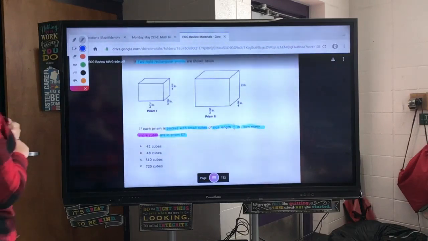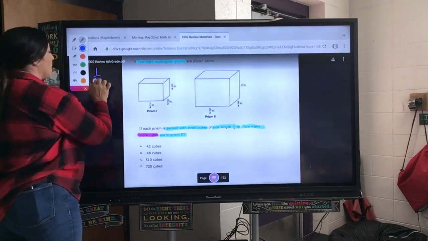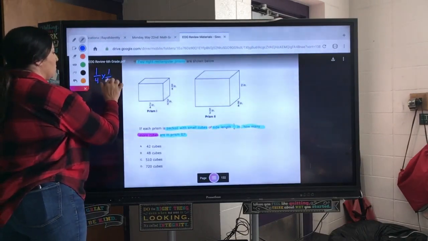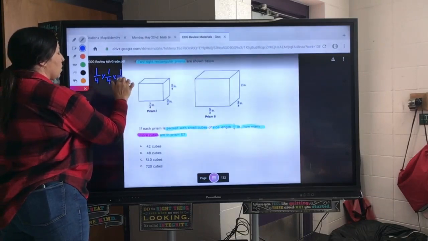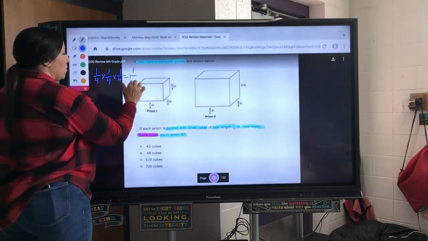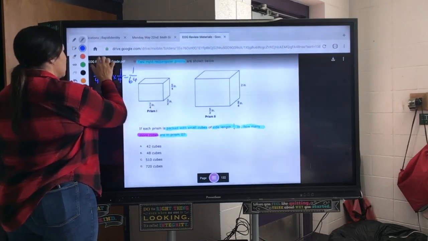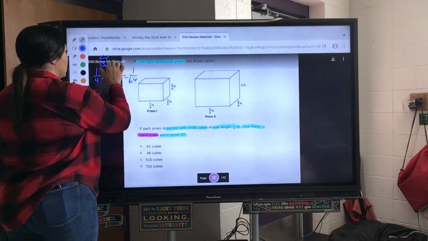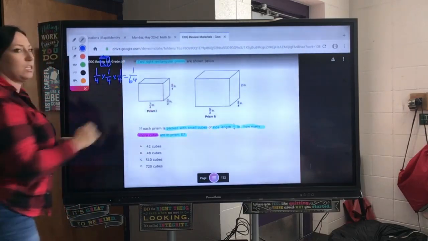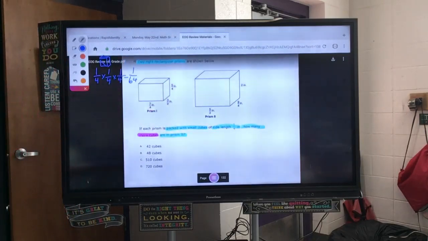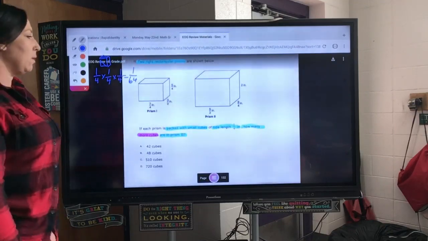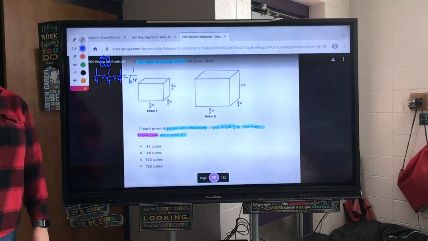No. So I'm going to multiply 1/4 times 1/4 times 1/4. That is going to give me 1/64. That is the volume of this little teeny tiny cube that we're going to pack into these two. You have to know that. If you do not find that out, you're not going to get this answer right. Now, step number 1. Step number 2, Aiden, what should we do?